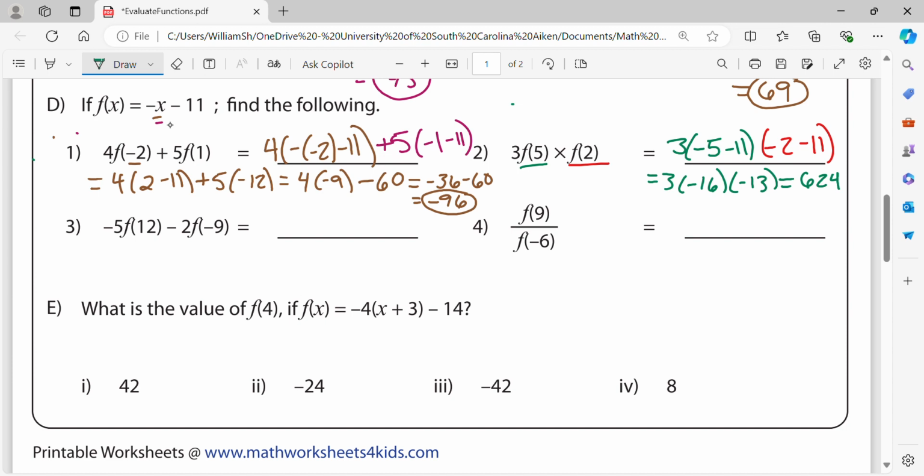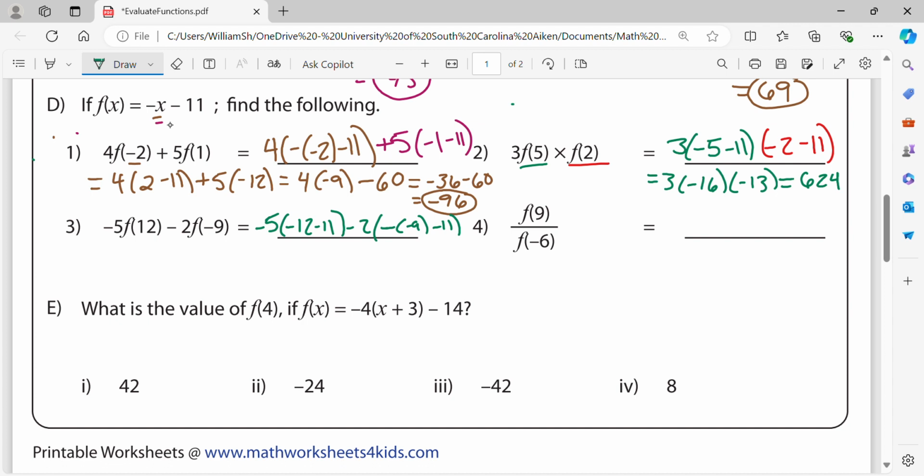Now the next one says negative 5 times f of 12 minus negative 2 times f of 9. Okay. All right. So let's plug this in. Negative 5 f of 12. So negative 12 minus 11. Okay. Minus 2 times f of negative 9. So minus negative 9 minus 11.